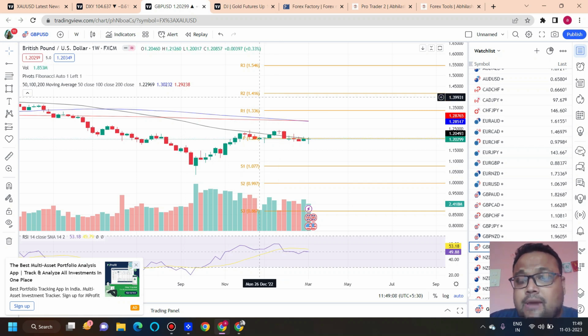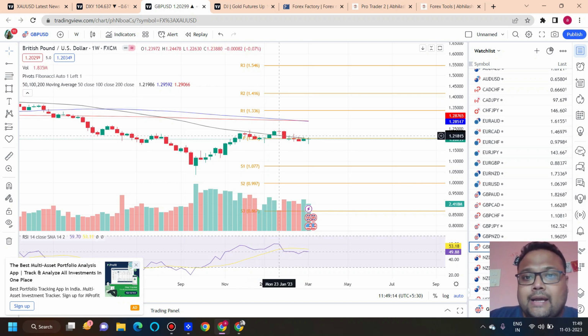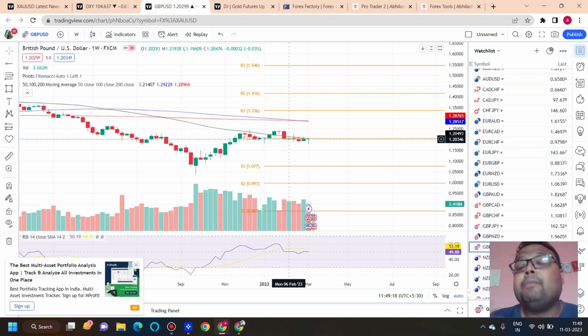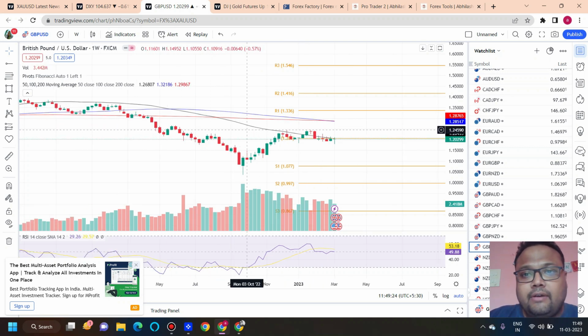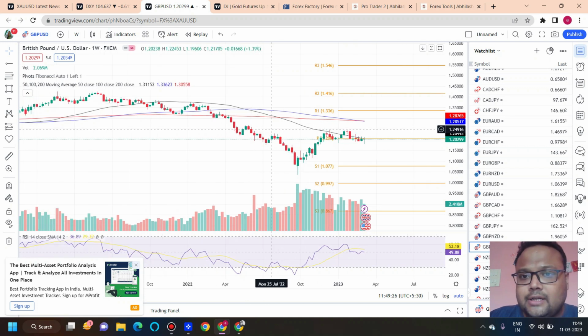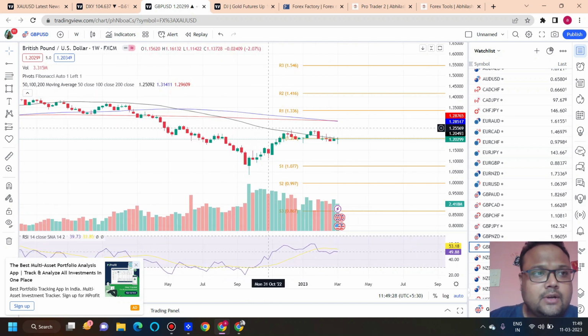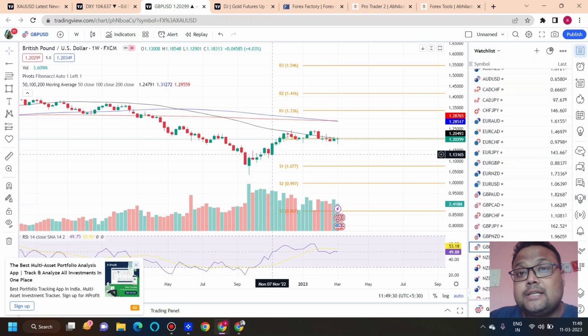1.0280, and the market is unable to do so. The market has crossed the level many times, but has failed to give a closure on the weekly basis above this level. So the market is still struggling, and around the same level we also have the 50 moving average. So overall the things are not very positive for GBPUSD if we consider the weekly chart.